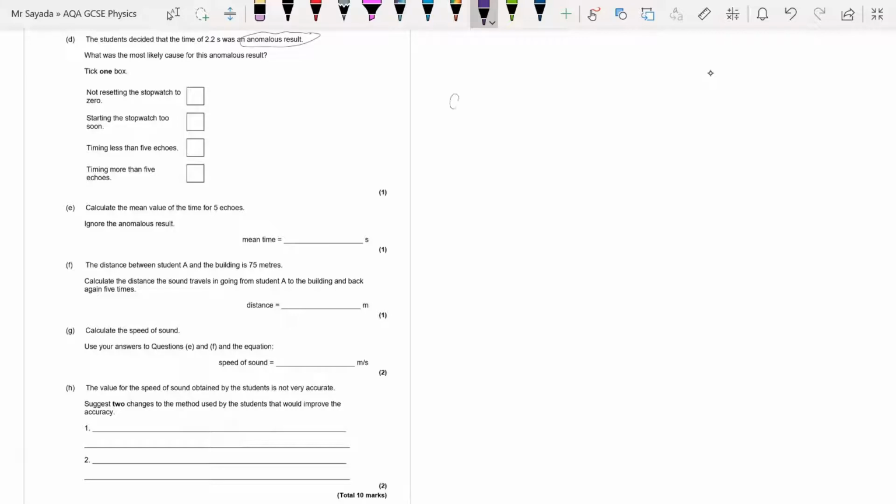So an anomalous result, or an anomaly, is a result which doesn't match with the rest of the results, which often means that something has been done wrong. There's been an error which has been made. So here we need to try and spot what the likely cause is.